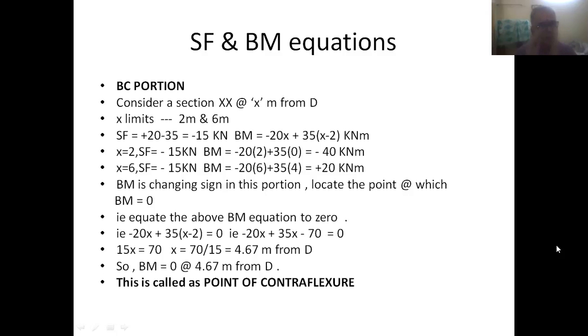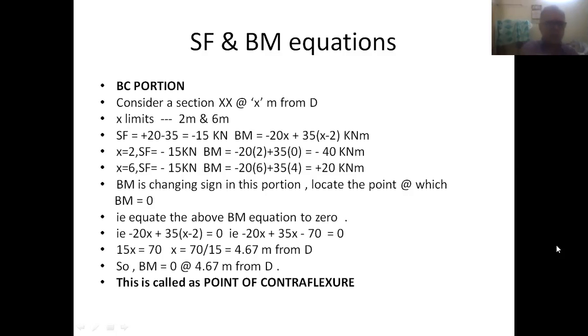And here we have to consider, just like all other portions, all the forces acting on the right hand side of the section. So therefore, this rule has to be adopted while preparing equations in all the portions.